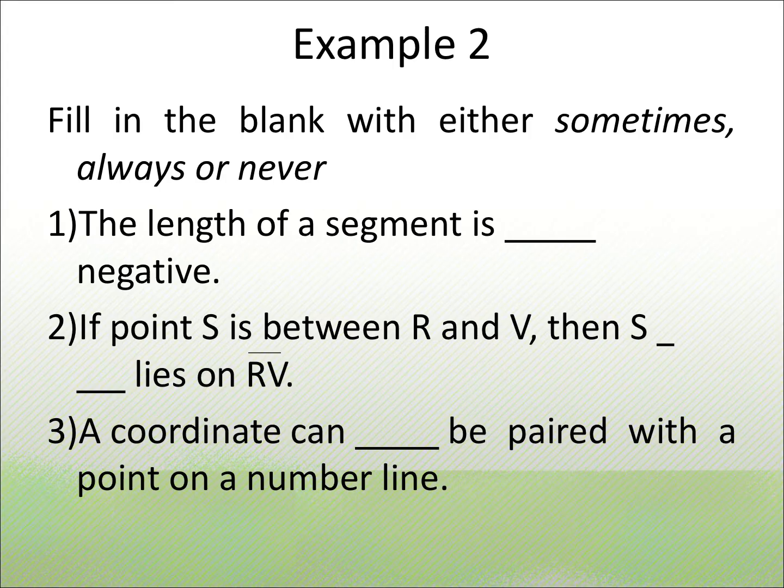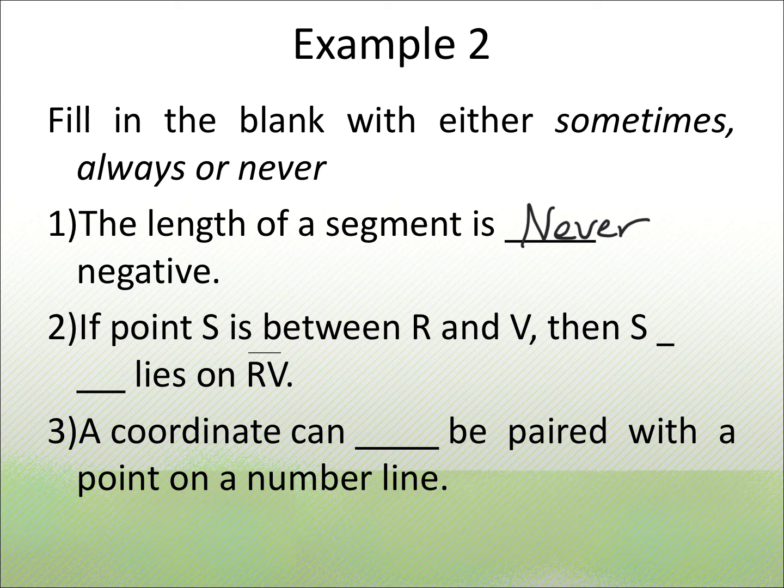Here comes our full sometimes, always, or never questions. So you're going to fill in the blank with one of these 3 words. So the length of a segment is sometimes, always, or never negative. It will never be negative because distance is never negative. So the length of a segment will never be a negative number.